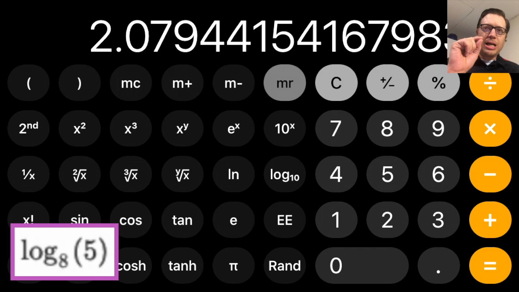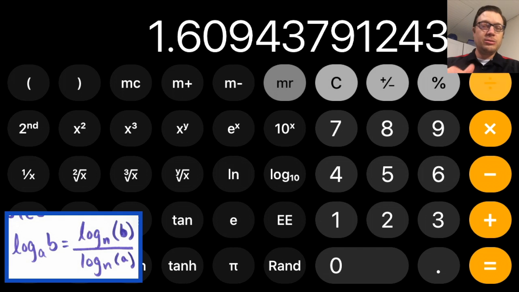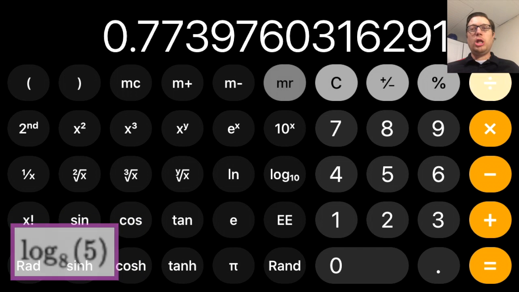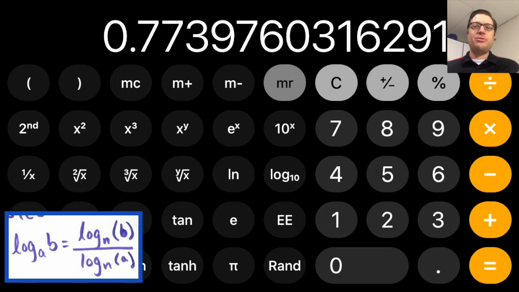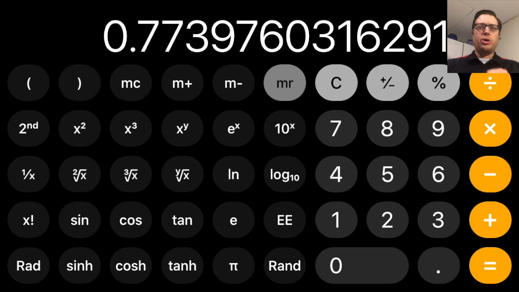Then that m plus and mr are your friends, because then you go 5 ln, get that number, and divide by mr, memory recall. And boom, there you have it. That's the answer. Watch that one again. You can do this with your phone. It's not straightforward. You got to kind of finesse it.